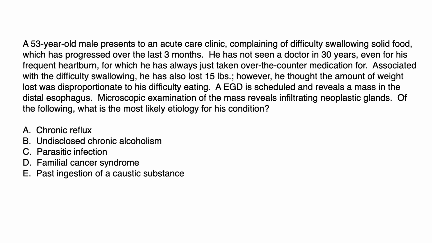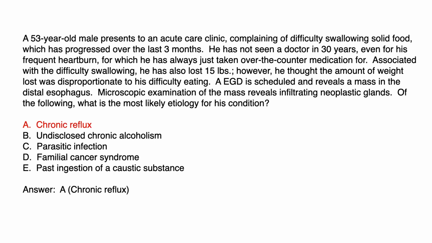EGD is scheduled and reveals a mass in the distal esophagus. Microscopic examination of the mass reveals infiltrating neoplastic glands, so it's an adenocarcinoma. Which of the following is the most likely etiology for this condition? It's going to be chronic reflux. So this will be a person who has gastroesophageal reflux disease, developed Barrett's esophagus, developed dysplasia, developed adenocarcinoma.